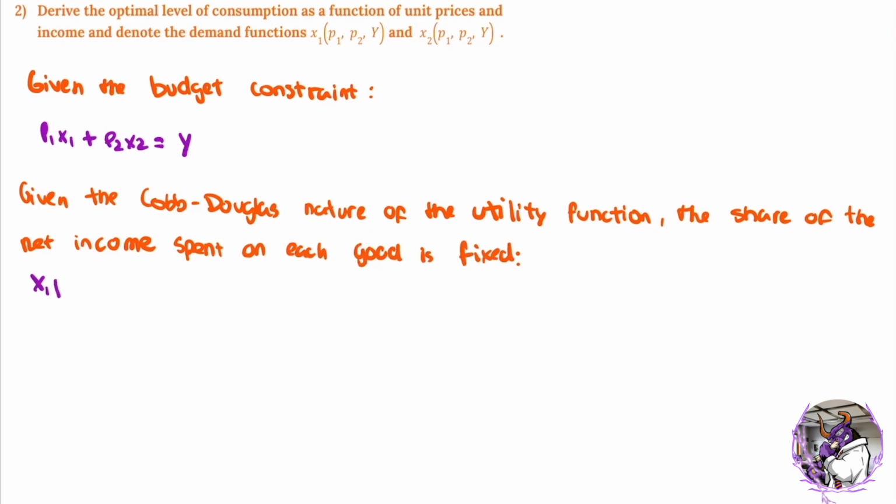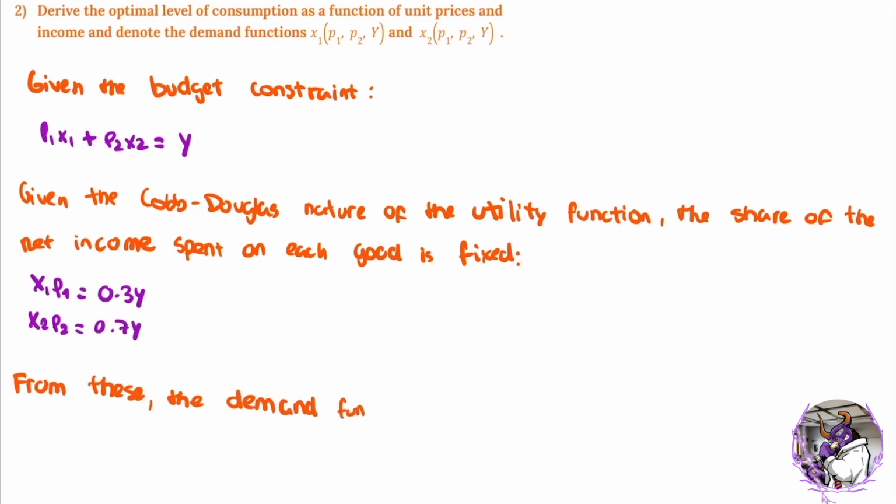From these, we can easily calculate the demand functions: x1(p1, p2, y) is equal to 0.3y divided by p1, which is the price 1, whereas for the second good, x2(p1, p2, y) is equal to 0.7y divided by p2, which is the second price.